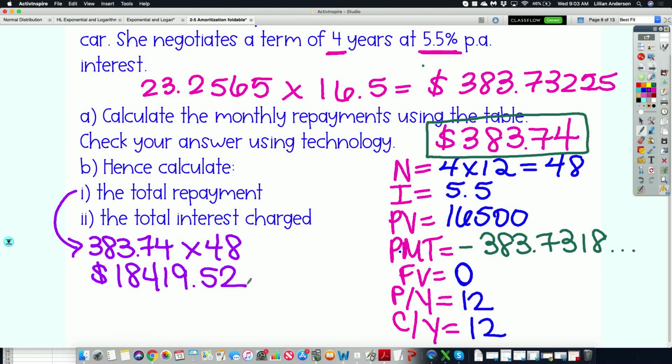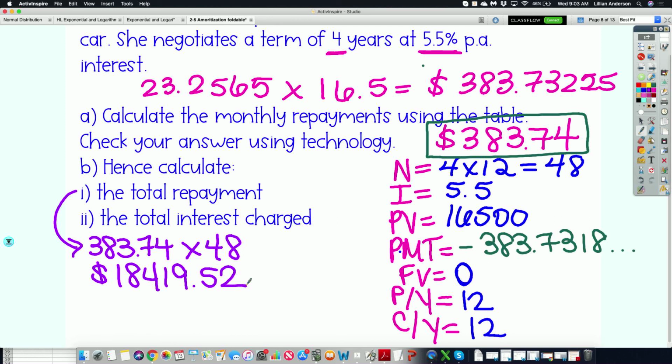When we're doing that, do you want us to use our rounded answer? Because you know I'm always about, don't round until the final thing, but because it is based off of your monthly payments, and your monthly payments are rounded, then you'll use the rounded answer.